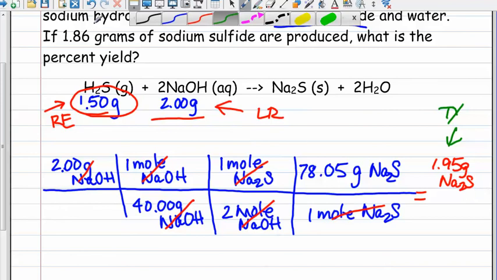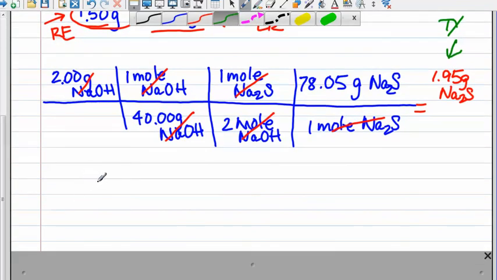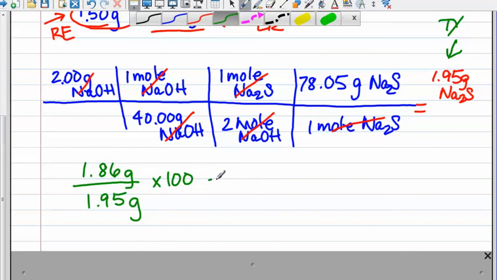In the problem up here, it told us that our experimental yield, or actual yield, is 1.86 grams. So now I can go ahead and calculate in one last short step our percent yield. So I have 1.86 grams, which is our actual or experimental yield, divided by 1.95 grams, which is our theoretical yield, times 100 gives us a total of 95.4% yield, which is really a pretty good yield.